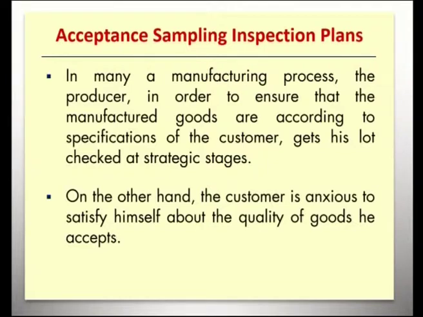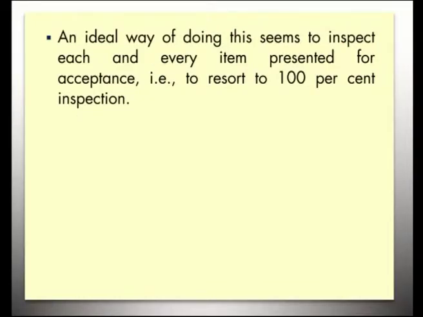What is the job of the customer? The customer is anxious enough to satisfy himself about the quality of goods he or she accepts. An ideal way of doing this, in the sense of the producer checking the item and the customer getting satisfied, is to inspect each and every item presented for acceptance. That is, to resort to 100% inspection. Is it possible to have 100% inspection and 100% satisfaction? That is the question mark.